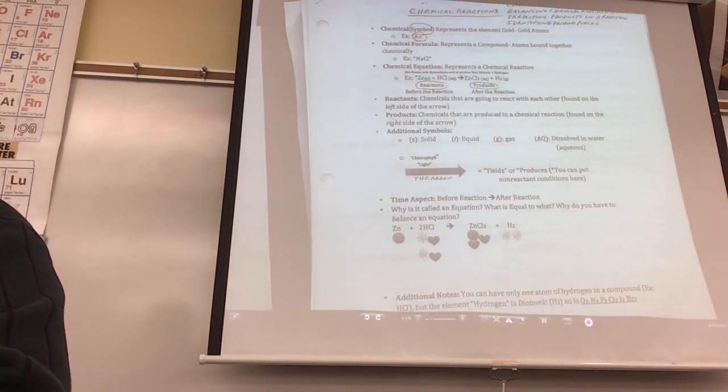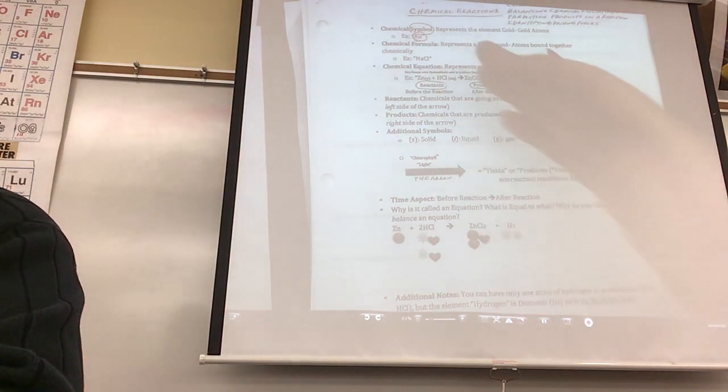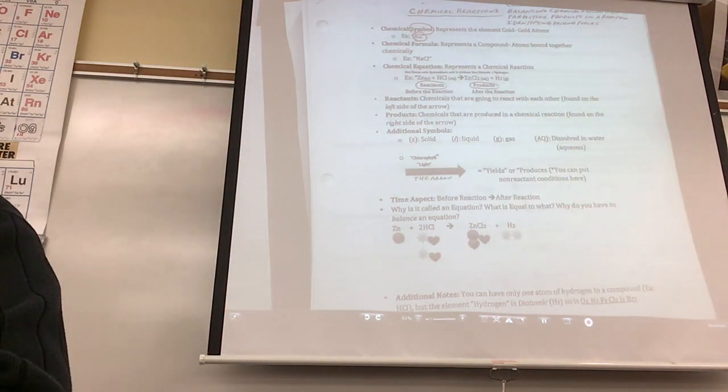You had a quiz on it. Remember that? I give you the name, you give me the symbol. I give you the symbol, you give me the name. All right, those are called chemical symbols. But every time I write Au, what does it stand for? It stands for the element gold, doesn't it? It stands for the element or an atom of gold.